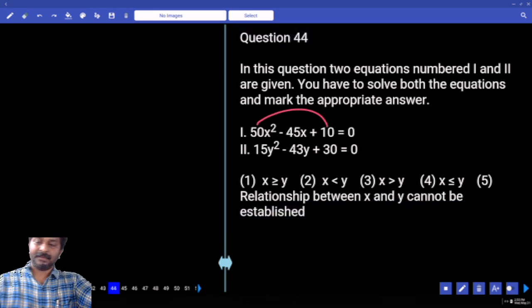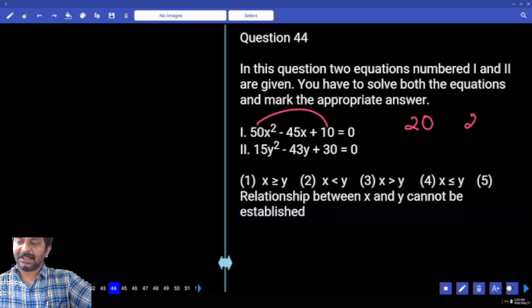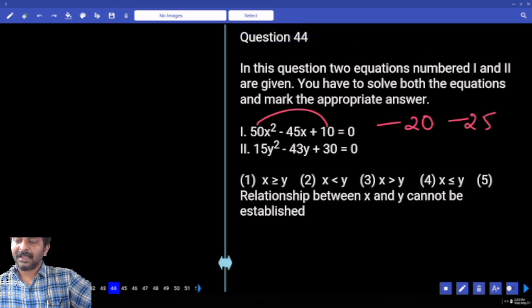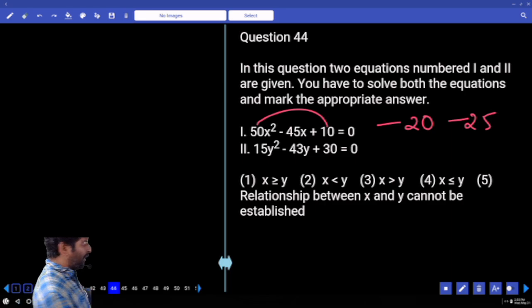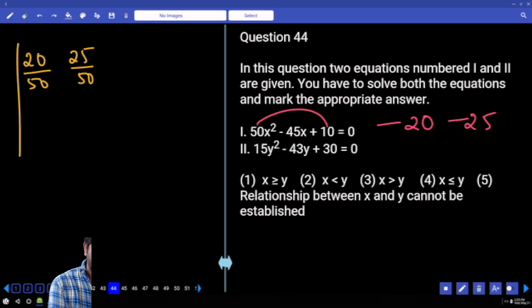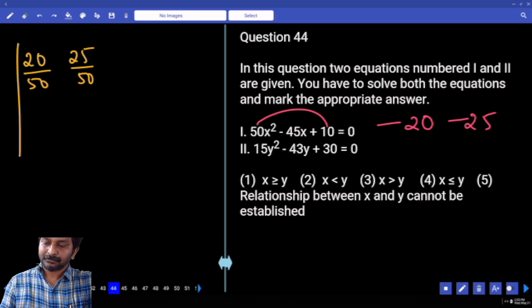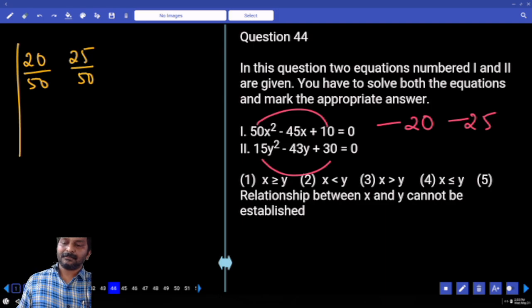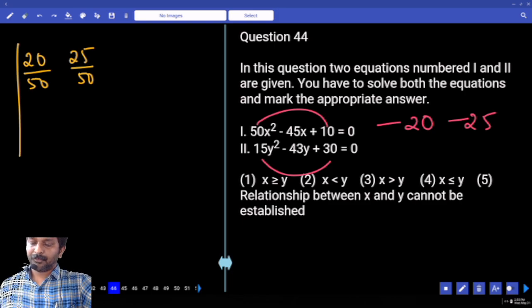Product can be written as 20 times 25. Minus 20 minus 25 is the combination. Sum is minus 45. Then factors are plus 20 plus 25 divided by the coefficient of x square, 50. Correct? 450. Yes. 450. 450 now?